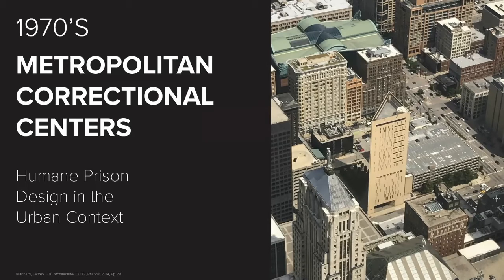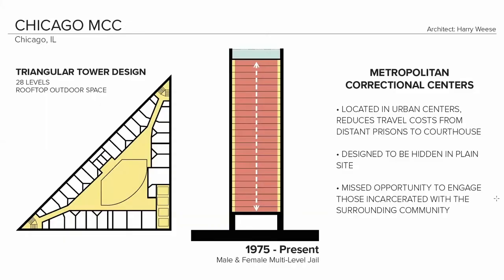development. The Chicago MCC, which is actually a jail rather than a prison, it is more of a short-term facility, by architect Harry Weiss, is a great example of this theory of bringing correctional centers into the urban context. Hidden in plain sight, many people walking down the street would not realize this is a prison. The Chicago MCC is a 28-story triangular footprint, and the individual cells inside were modeled on boat cabins with built-in furniture and tall, narrow windows.